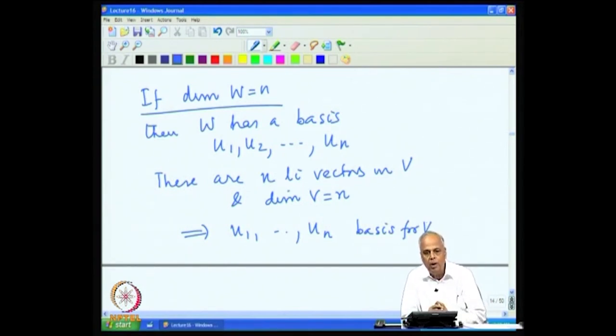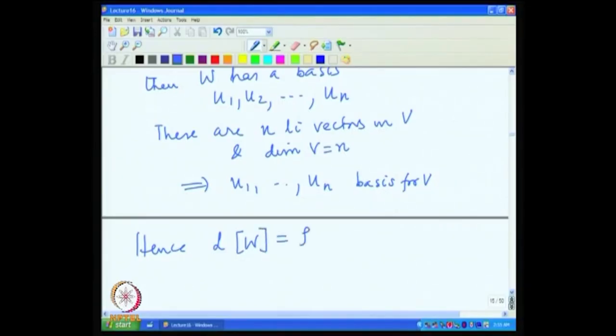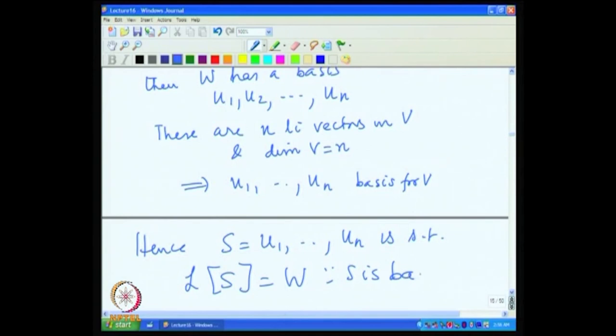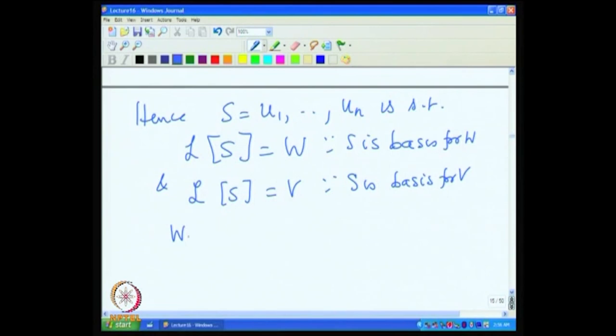Now, on the one hand it is a basis for W and therefore, it spans W. On the other hand, it is a basis for V and therefore, it spans V. So, it spans W, it spans V, and since it spans the same, W must be equal to V. Hence, let us call this set S. Hence, S is equal to {U1, U2, ..., UN} such that L(S) is W, because S is a basis for W, and L(S) is V, because S is a basis for V. Comparing the two, we get W equal to V.